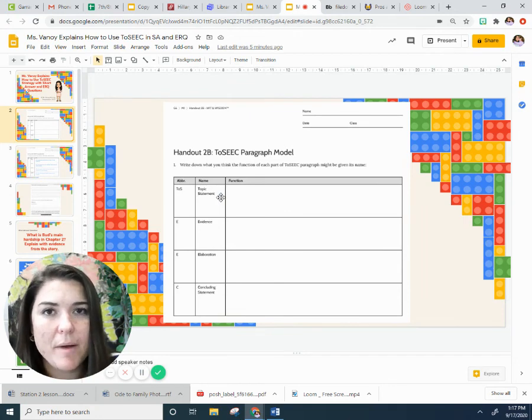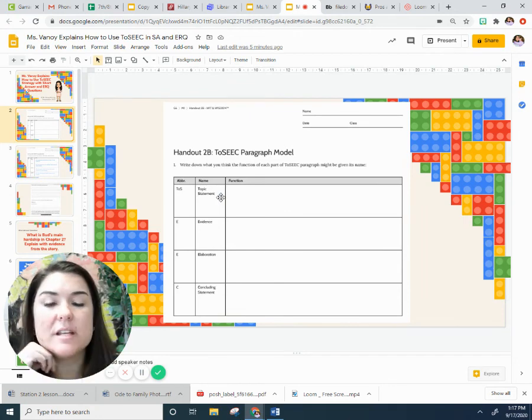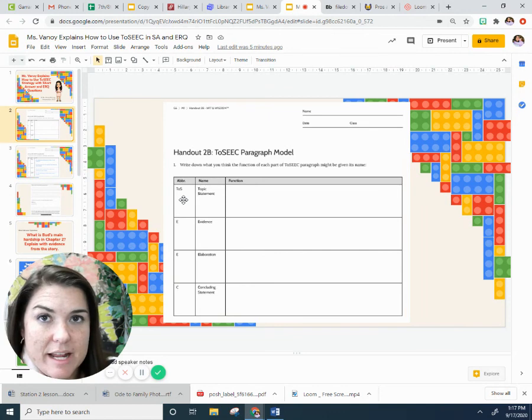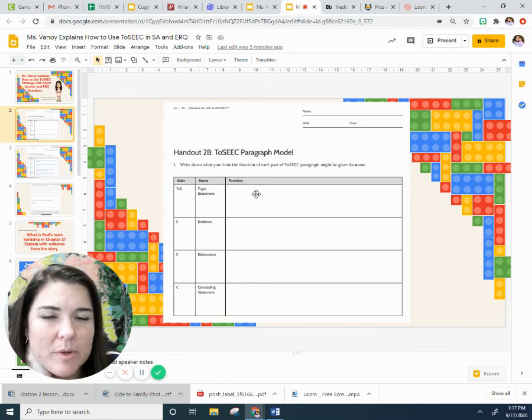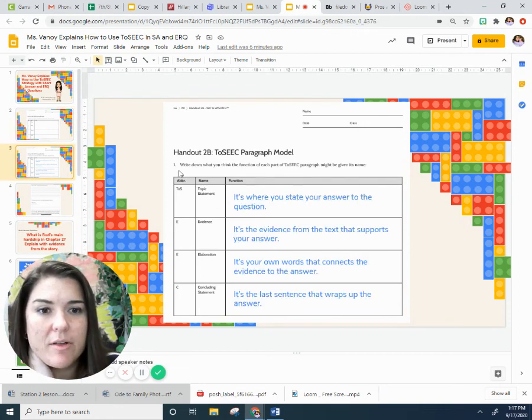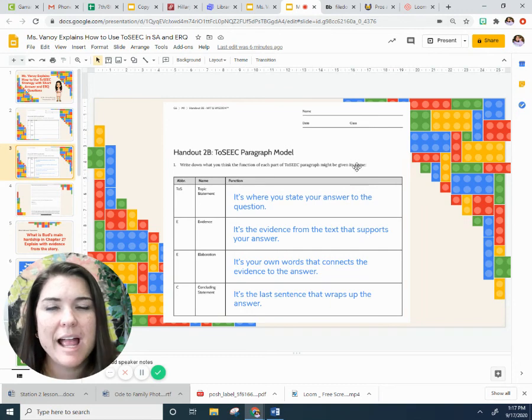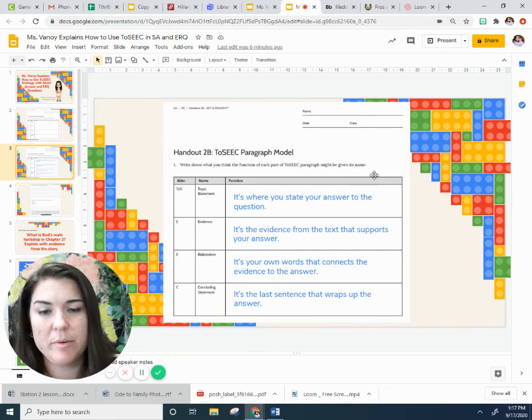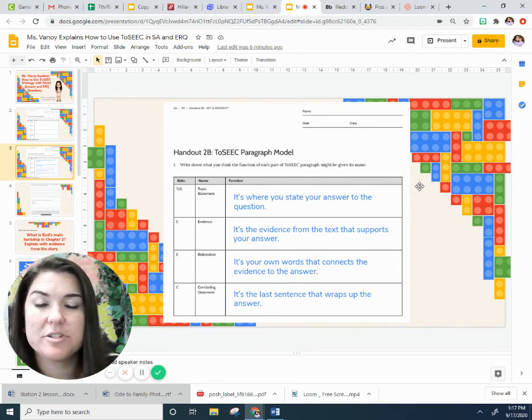And I want you to think about what the TOS stands for, and what does it really mean? We all know that TOS stands for topic sentence, but what really is a topic sentence? So I did the exercise myself, and I thought about it, putting it in my own words, and it helped me really understand it a little bit better too. So I thought about topic sentence. It's where you state your answer to the question.